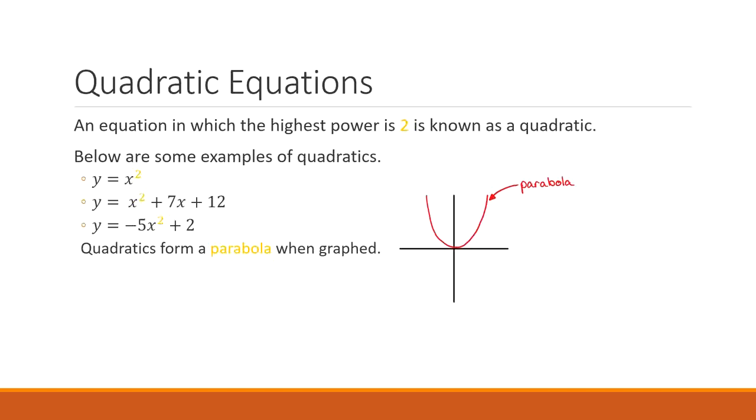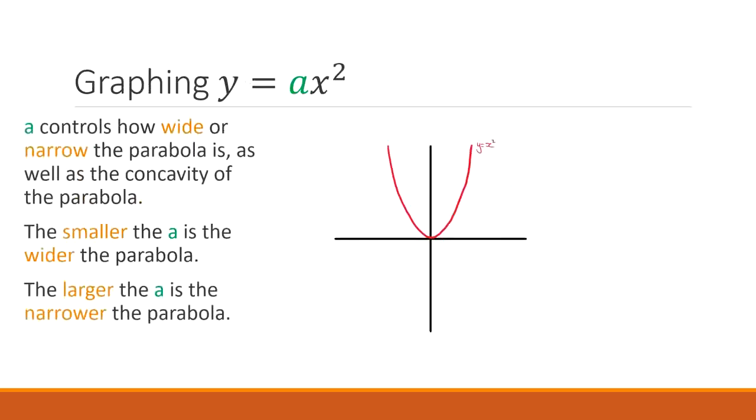When you go to graph a quadratic, this takes the form of what we call a parabola, which you can see on your screen there. Now, your basic parabola is y equals ax squared. a is just a constant, some sort of number that goes out the front. a helps to control how wide or how narrow the parabola is. It also helps to control the concavity of the parabola, and what that means is whether it's going up or going down, increasing or decreasing.